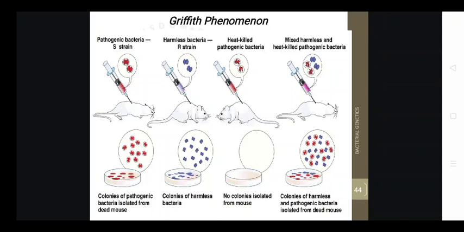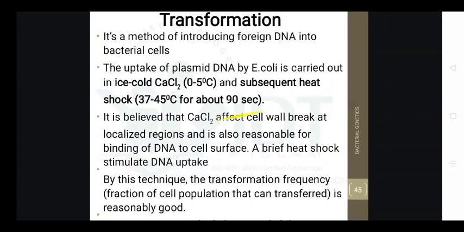From this experiment he concluded that even though the mixture of live harmless bacteria as well as heat killed bacteria will not kill the mice individually, when he mixed them, something happened in that mixture. That means some property has been transferred from the heat killed pathogenic bacteria to live harmless bacteria. So from this he concluded that there will be a transfer of gene through an environment, so that is known as transformation.